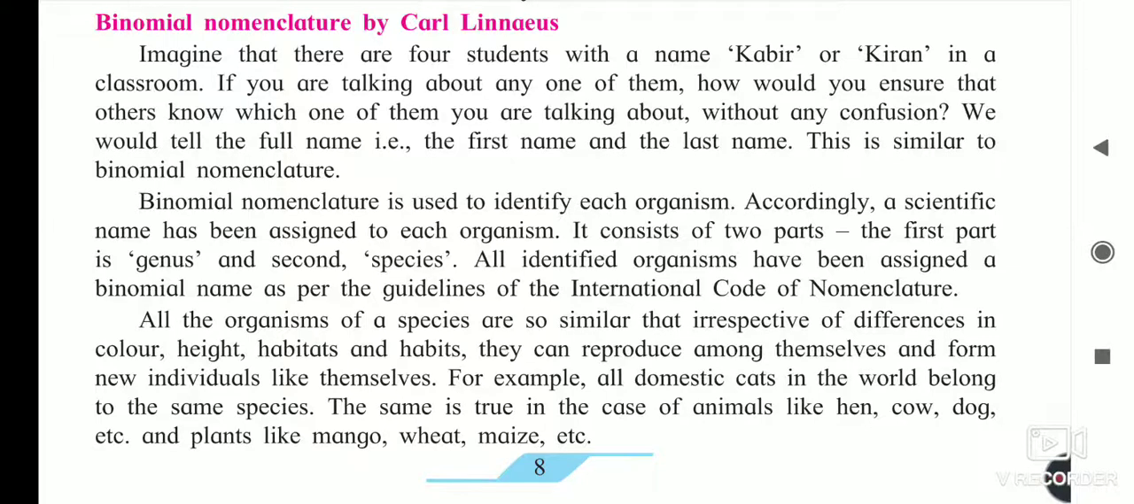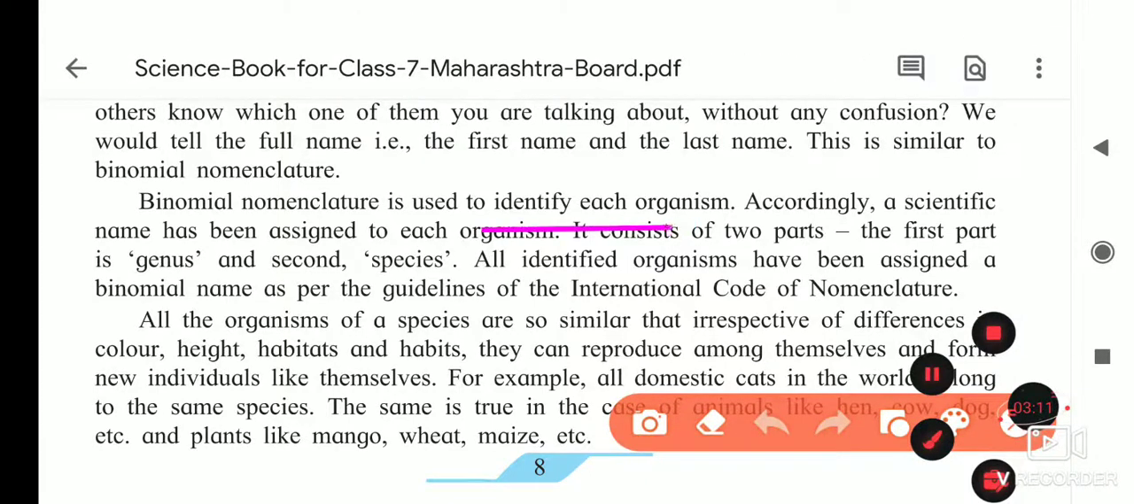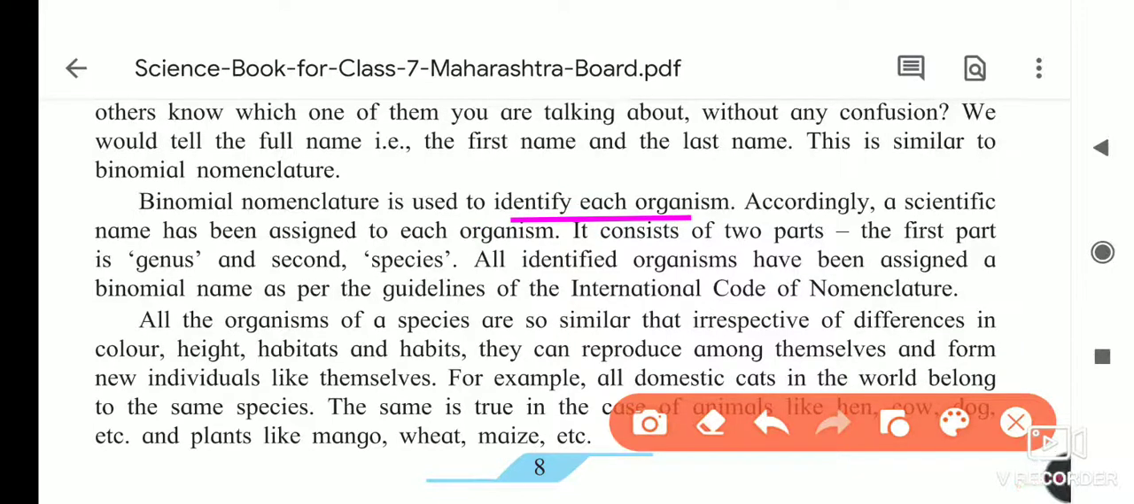Binomial nomenclature is used to identify each organism; a scientific name has been assigned to each organism. Homo sapiens is a scientific name for that organism. All human beings are included in Homo sapiens, though different names are given for the particular person. It consists of two parts. The first part is the genus and the second is the species.